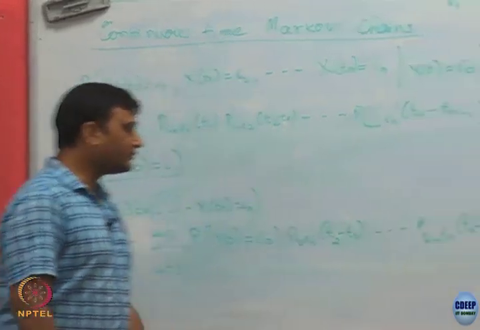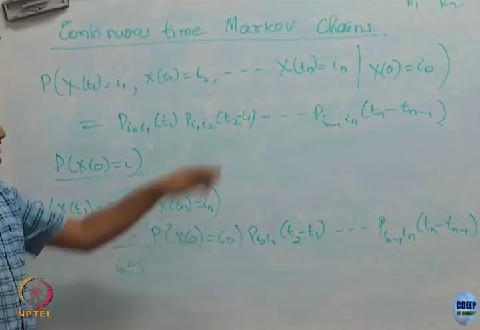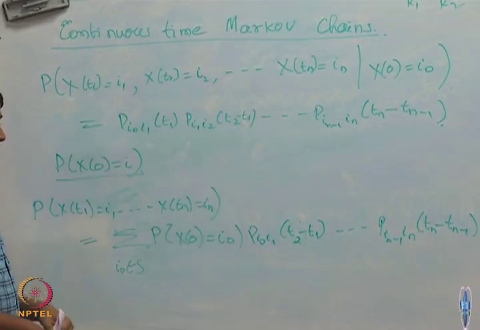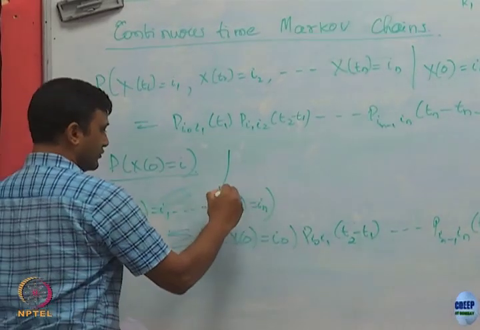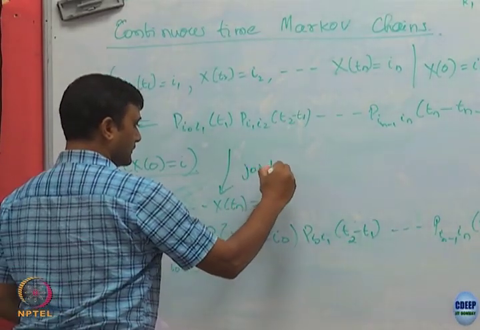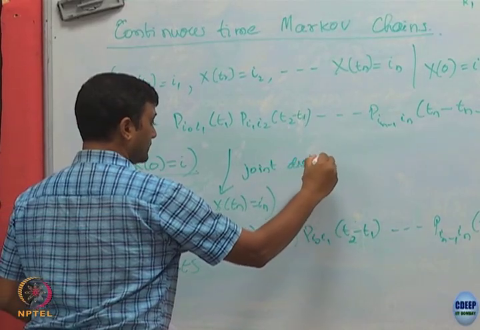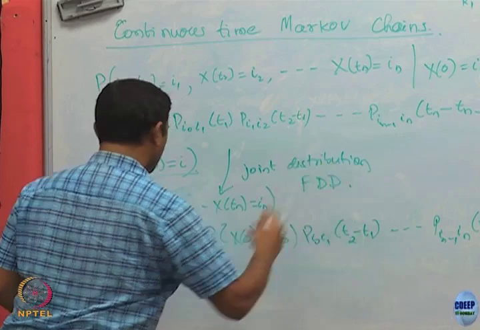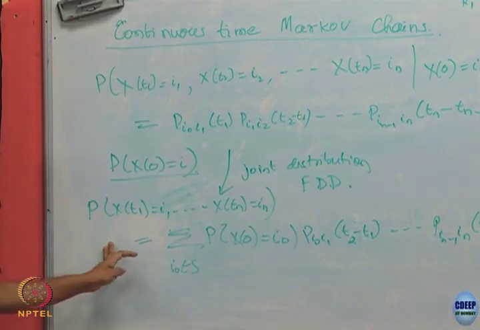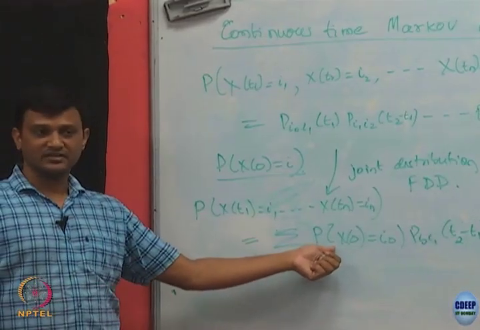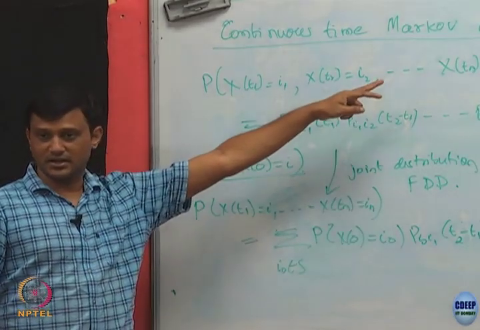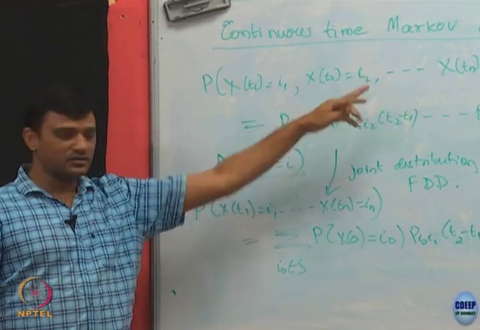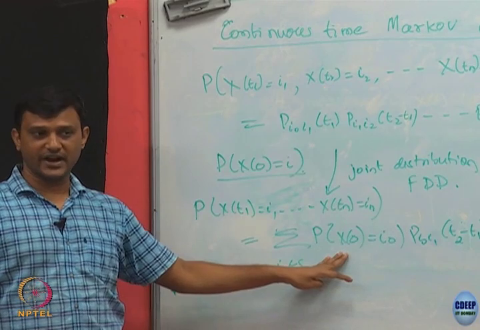Similarly, but this is a conditional distribution. Now, if you are interested simply in the joint distribution, which we call the finite dimensional distribution, FDDs, then for this you could just uncondition over your initial value. So if you know your initial distribution, you could write this.